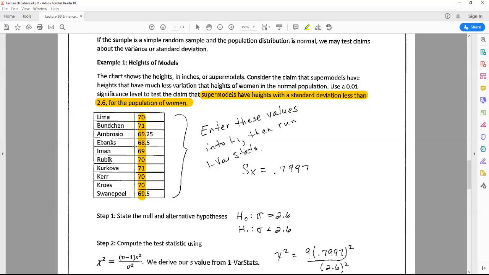So at this point, I would encourage you to pause the video and enter this data in list 1. And after you enter the data in list 1, go ahead and run one variable stats, and you should generate a sample standard deviation of 0.7997. So pause the video and enter the data and run one variable stats and double check that you have that standard deviation.